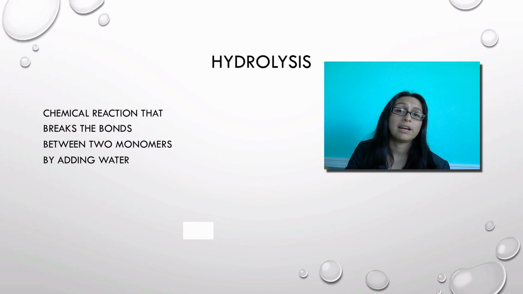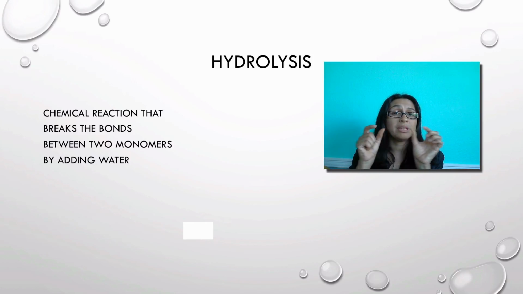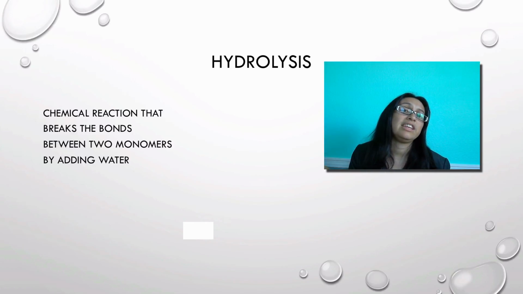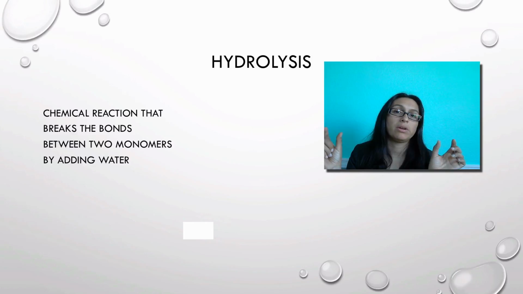The last chemical reaction here that you need to know is going to be hydrolysis. Now, hydrolysis is the exact opposite of dehydration synthesis. So where dehydration synthesis was all about building the macromolecules by connecting the monomers together, here in hydrolysis, this is breaking those monomers apart. So hydrolysis does the exact opposite in this case. In order to do that, using an enzyme and adding water, we are going to break apart monomers.